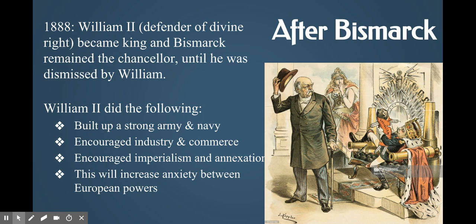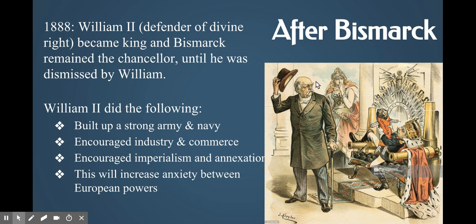So after Bismarck, Wilhelm II is going to become king, and Bismarck will remain his chancellor until he was dismissed by Wilhelm. Wilhelm II is going to continue with Bismarck's policies, such as building a strong army and navy. He's going to encourage industry and commerce, imperialization and annexation, and this is going to further increase that anxiety between those nations.